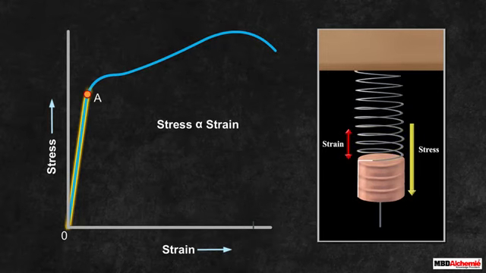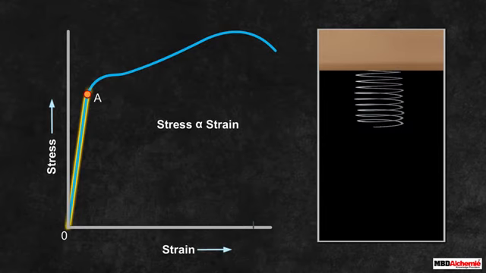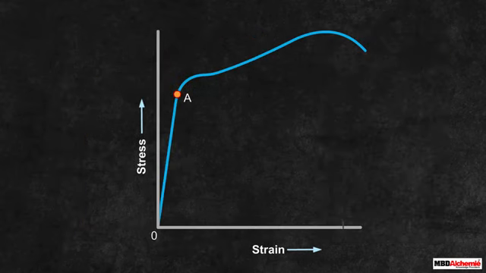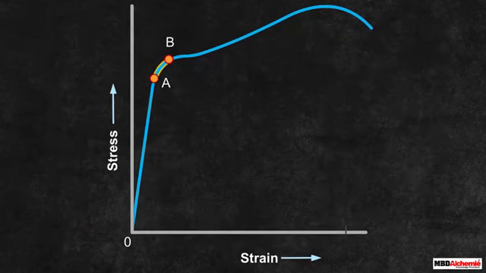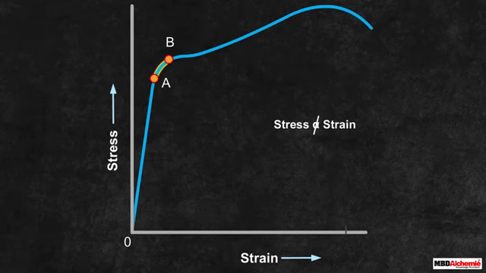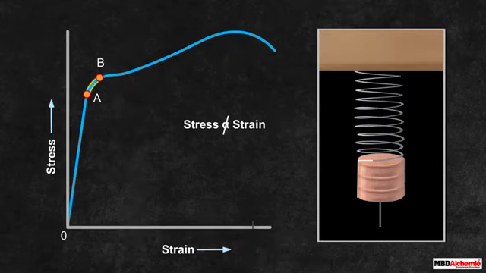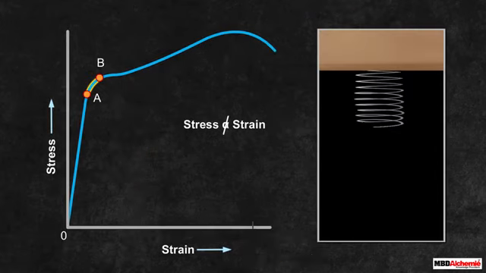The body regains its original dimensions when the applied force is removed. In this region, known as elastic region, the solid behaves as an elastic body. In the region from A to B, stress and strain are not linearly proportional. In spite of that, the body returns to its original dimension when the load is removed.